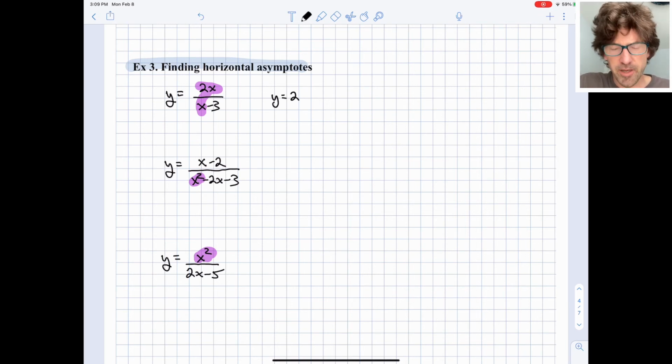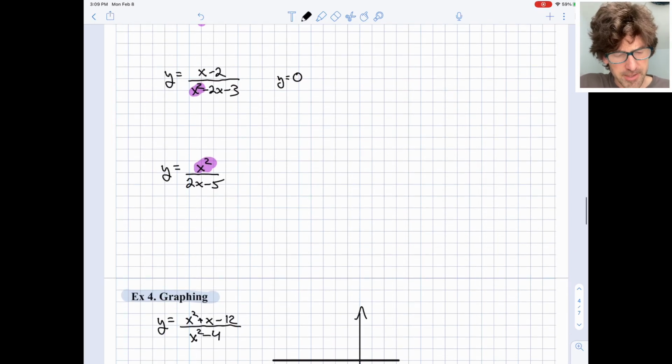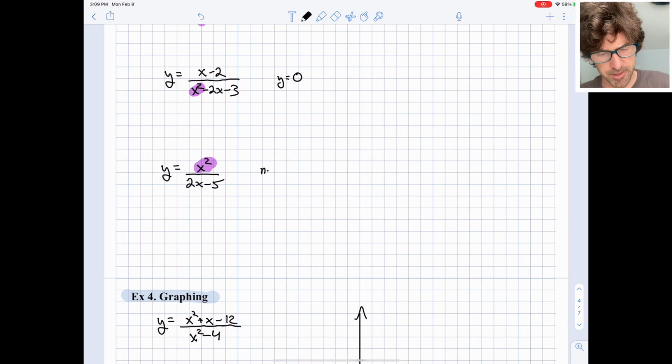In this second one, we have an x squared term down below, but no other squared terms anywhere. And so if we have a large number in the denominator, we have a horizontal asymptote of y equals 0. And in this last example, we have an x squared term up top, but relatively smaller terms down below. And so as x gets large, y will increase without bound. So no horizontal asymptotes.